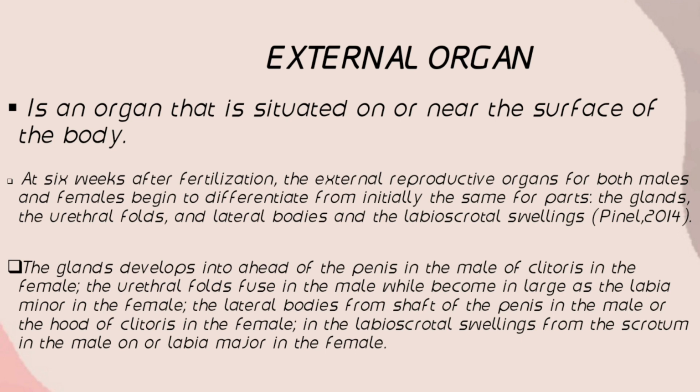A gland is an organ that makes one or more substances such as hormones, digestive juices, sweat, tears, and saliva, while the urethral fold is an embryological structure which gives rise to a portion of the external genitalia. The glans develops into the head of the penis in the male or the clitoris in the female. The urethral folds fuse in the male while they become the labia minora in the female. The lateral bodies form the shaft of the penis in the male or the body of the clitoris in the female, and the labioscrotal swellings form the scrotum in the male or the labia majora in the female.